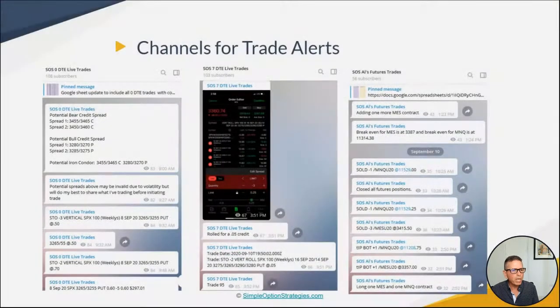These trade alerts come in just like this, and this is an example of 0DTE live trades. The specific trades come in, and you'll know exactly where the exits are because they're coming from my account within seconds. I put in futures trades as well, and this is a 7DTE channel. So that's how we use it.